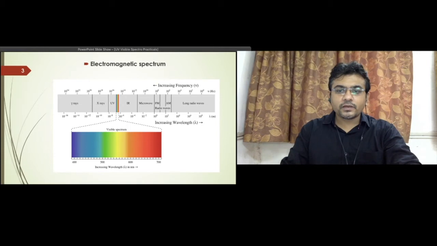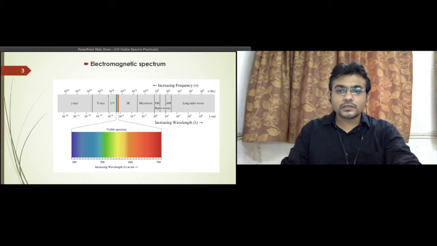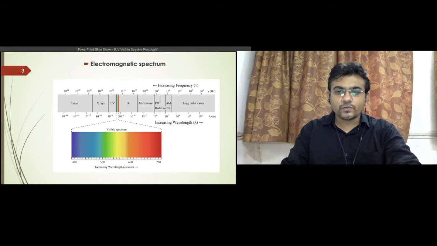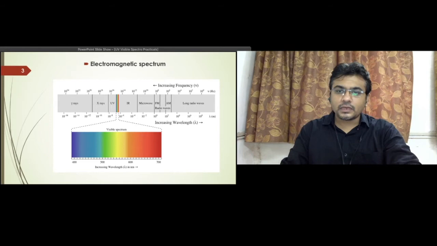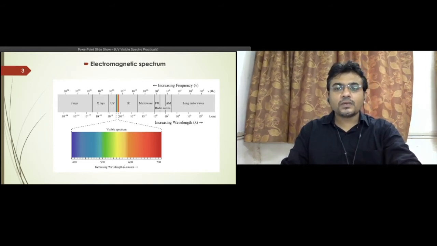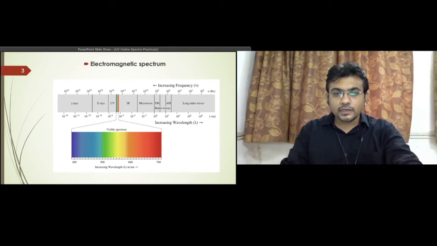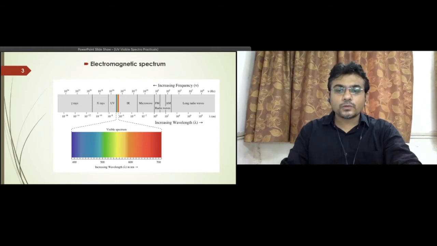The visible spectrum possesses all the radiations which are visible to naked eyes, whereas UV radiations are not visible to our naked eyes. In UV spectroscopy, UV radiations are most commonly used to analyze compounds which are colorless and clear solutions, whereas visible spectroscopy is mainly used to analyze compounds which are colored in nature.